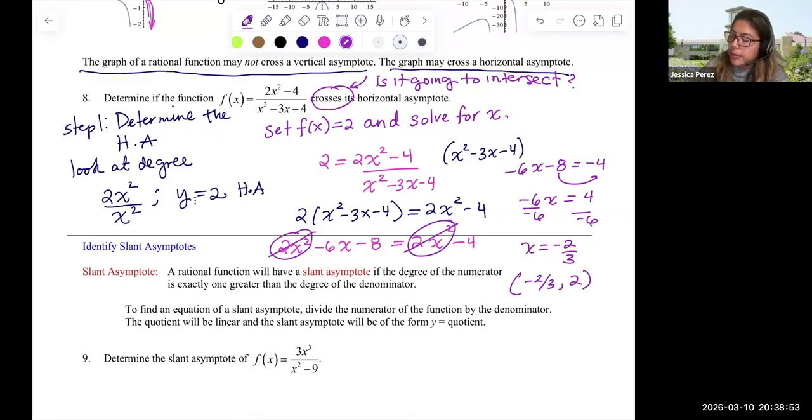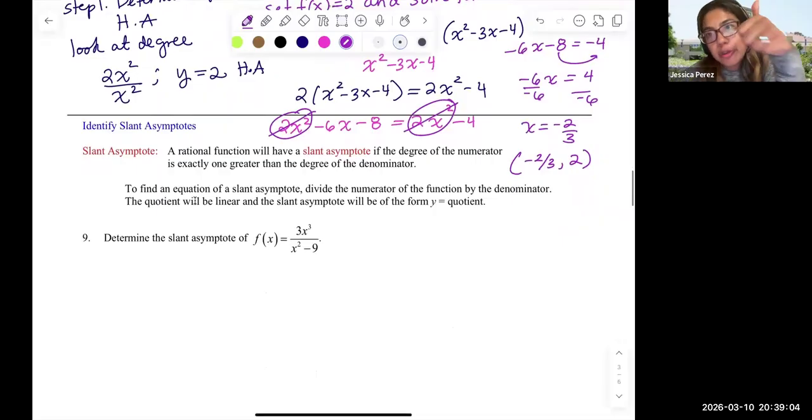So what we did was we set it equal to f of x and then determine if there was an x value that gives you that y value. So we talked about a vertical asymptote. We talked about a horizontal asymptote. Let's talk about slant. So all of these things happen when you have a rational function.